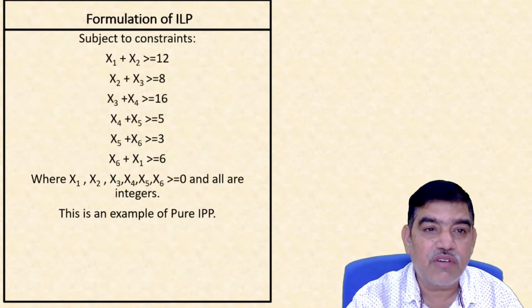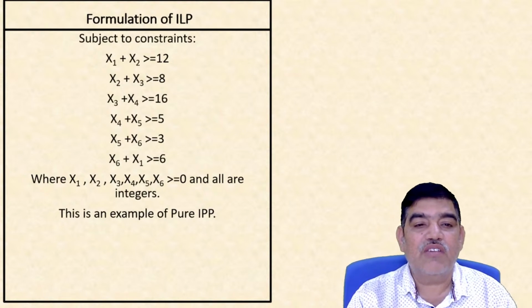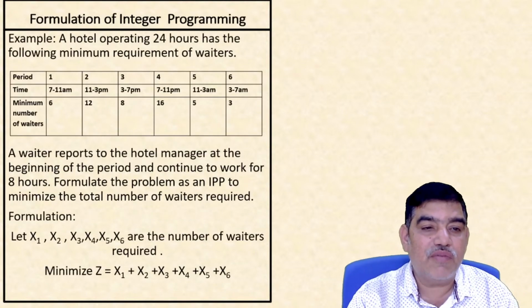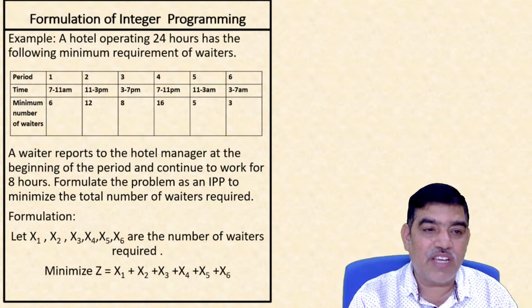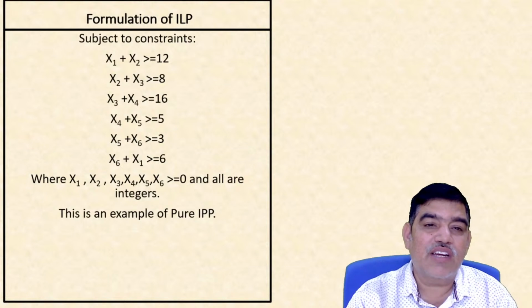Then what is the subject to constraint? The subject to constraint is, I am writing here, x1 plus x2 greater than or equal to 12. What is the meaning of this? If you start from period 1, that is x1, and end in x2, that is in period 2, the end is the minimum number of vectors. What? I am writing here 12. So that's why I am mentioning x1 plus x2 greater than or equal to 12.